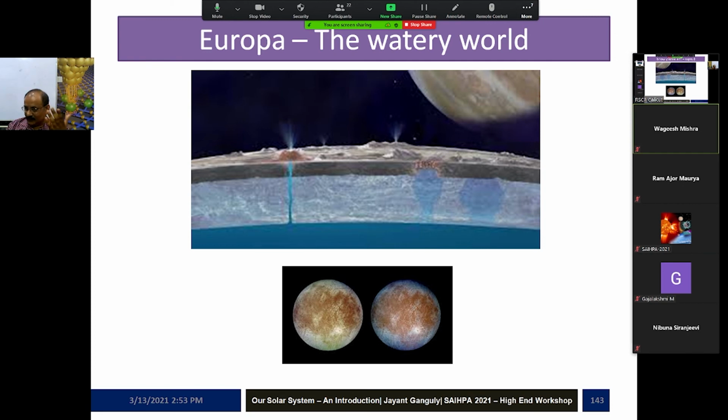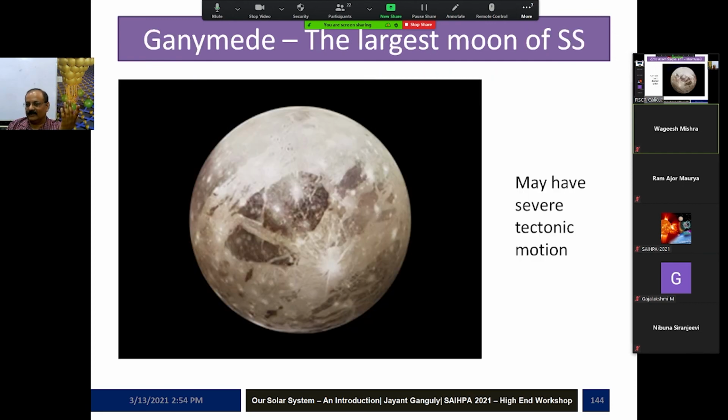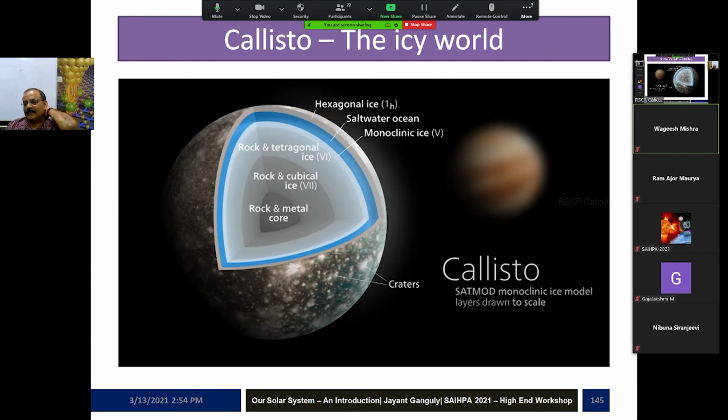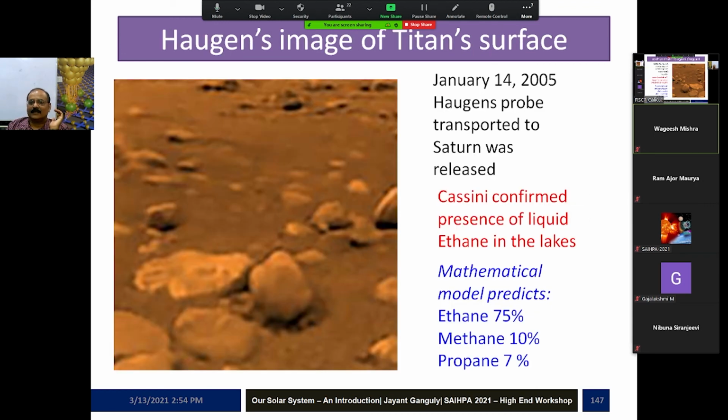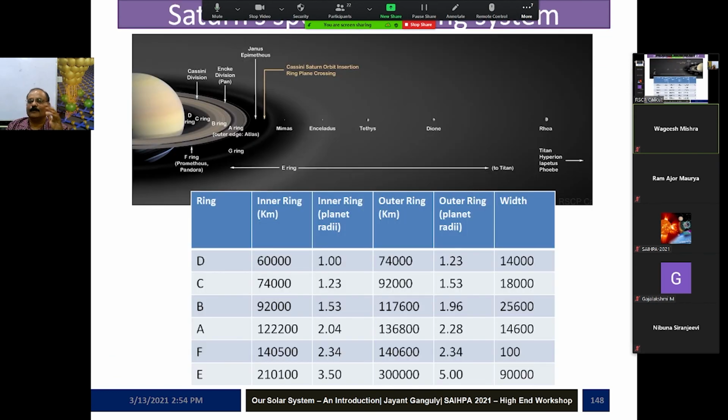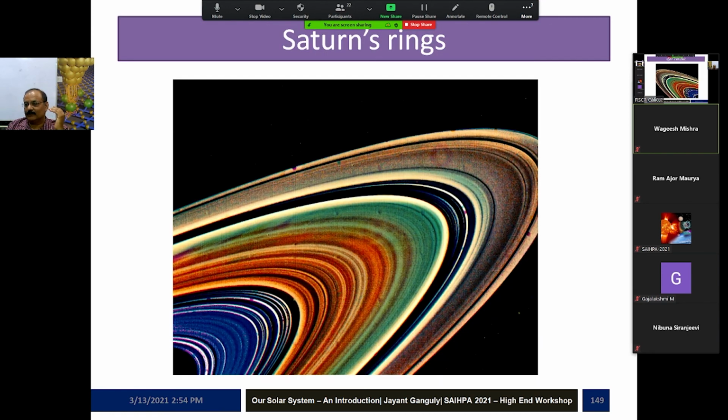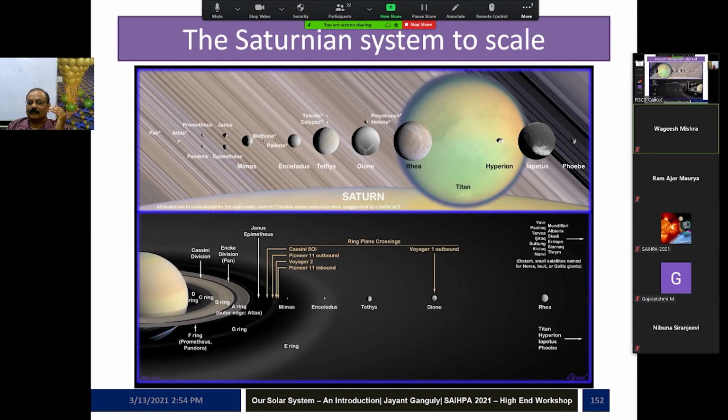Europa has a lot of water. It is a watery world, with a lot of watery plumes. Then we have Ganymede, and like that we have other satellites. Huygens imaged Titan, the moon of Saturn, and went down to a fair level of detail. And then we have various ring systems. There are gaps in the ring systems, like the Cassini division, which are due to the various moons present, and these things can be discussed.